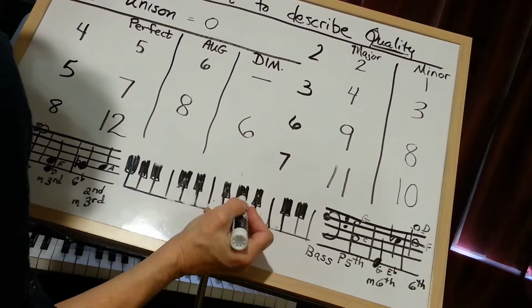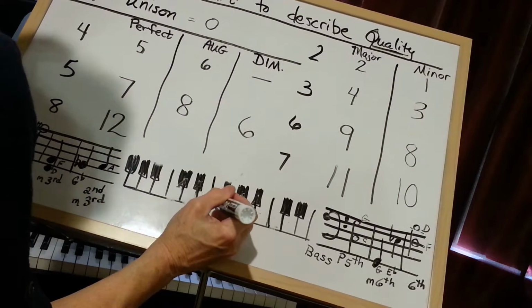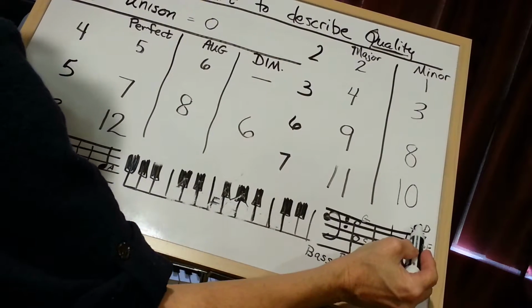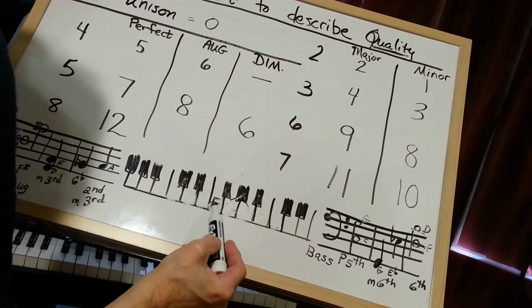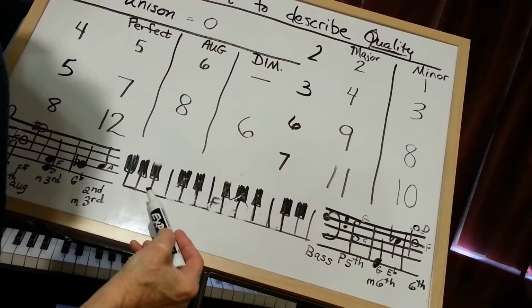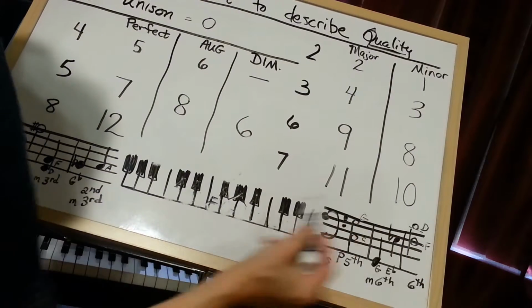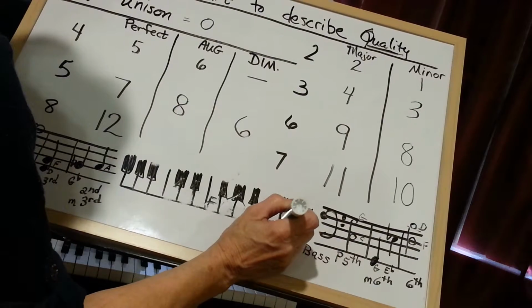Here I have 3 black keys, so F is to the left. And again, which way should I go to place the D? Higher than F, which would be to the right, or lower than F, which would be to the left? It would be higher because it's higher on the staff. So I go to the right. And I find D is between 2 black keys.